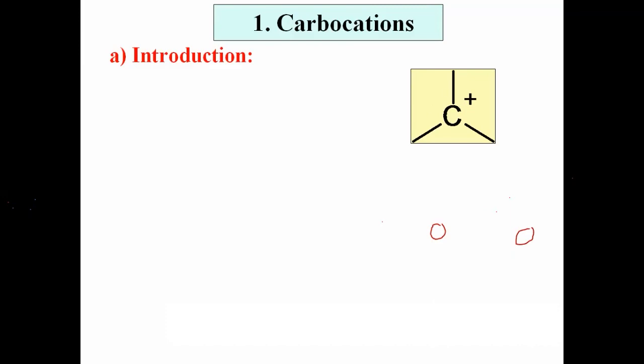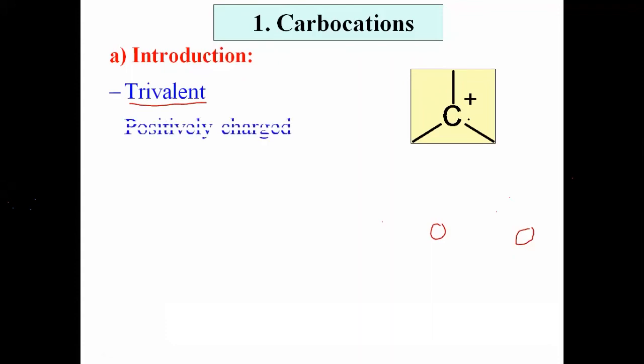We know that in a carbocation, carbon has 3 covalent bonds. There are 3 covalent bonds, which means in a carbocation the valency of carbon is 3. Generally, in organic compounds carbon has 4 covalent bonds, but in this case carbon has 3 covalent bonds, so simply we can say it is a trivalent species. In a carbocation, carbon is trivalent because it has only 3 covalent bonds.